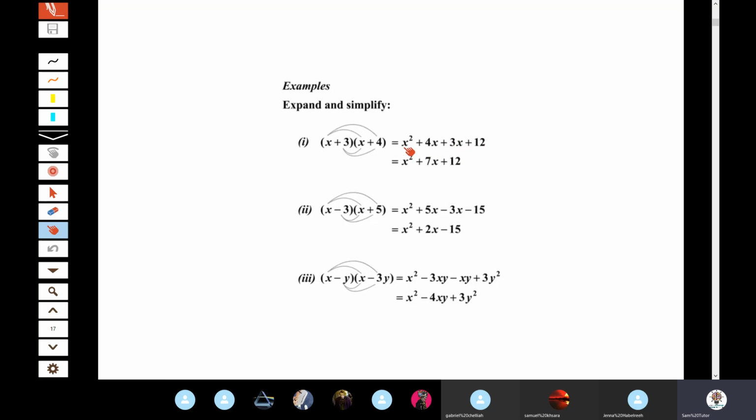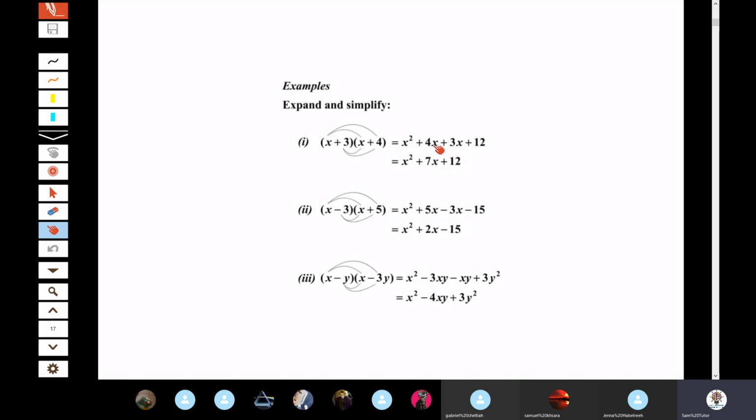And then again, just look at it. What are our like terms? Remember, for our like terms, they've got to look exactly the same, the same letter and the same power, for them to be like terms. Are there any other x squares? Not really. Are there any other numbers that are by themselves, constants? No, there aren't. So those two will stay. Look, x squared is still x squared. 12 is still 12.